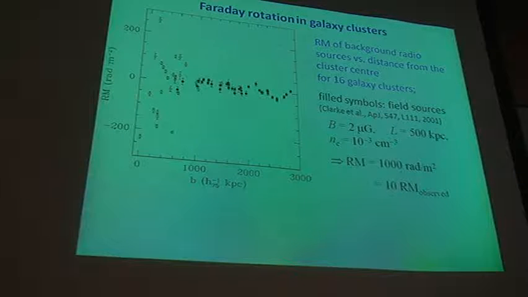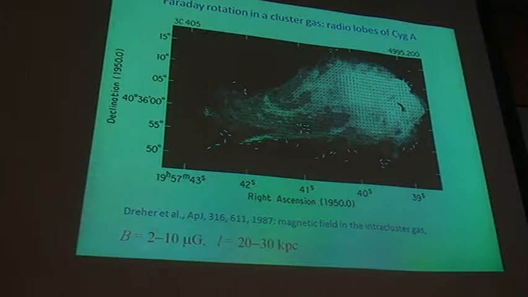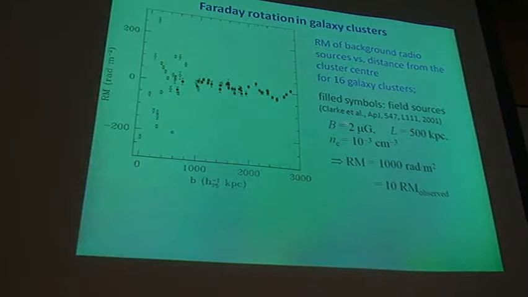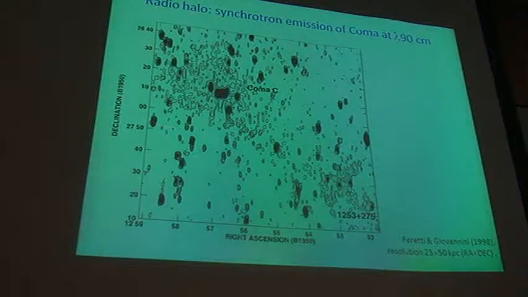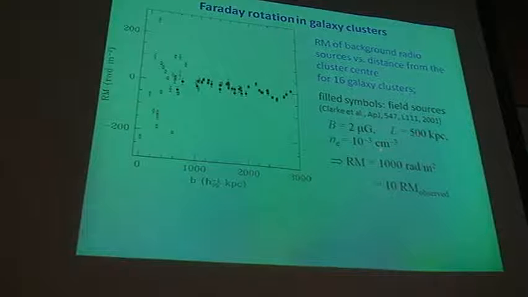Here, let's look again at this diagram. So let's suppose that the magnetic field is of the order of 2 microgauss, the lower end of the range. The size of the region, which is magnetized, this region, is 500 kiloparsecs. We know. The gas density we also know, because this gas emits thermal X-rays, and we know it is dense, 10 to the minus 3. What value of RM will it produce? Just multiply everything, you will get 1,000 radians per square meter.